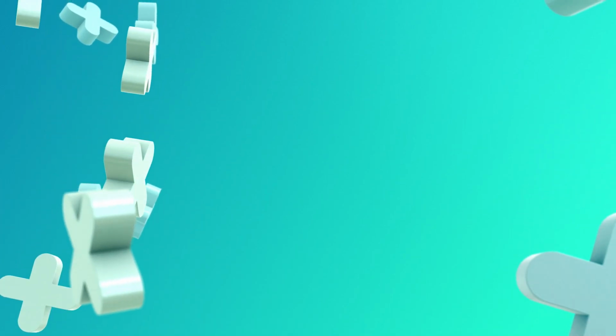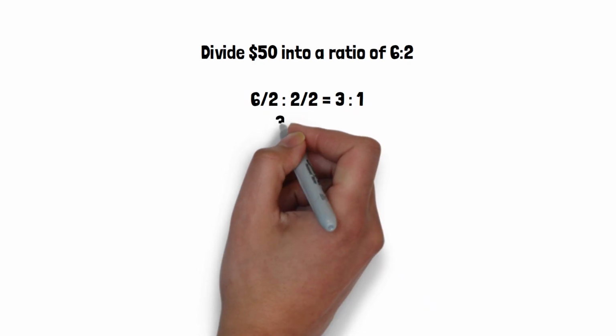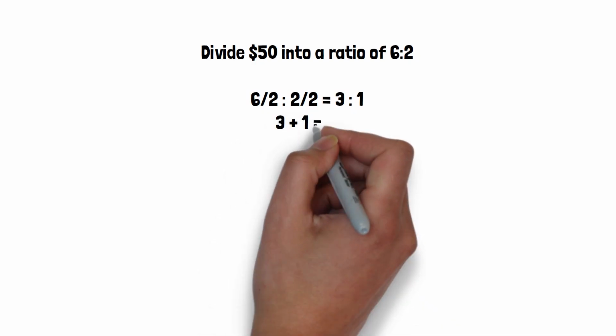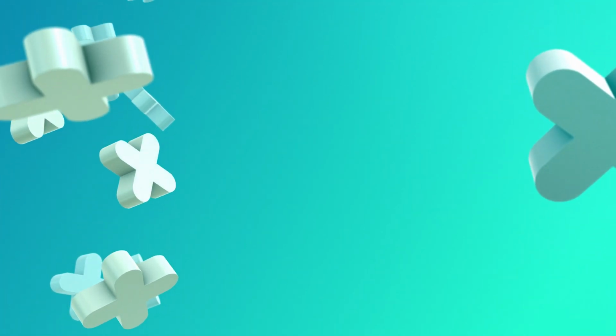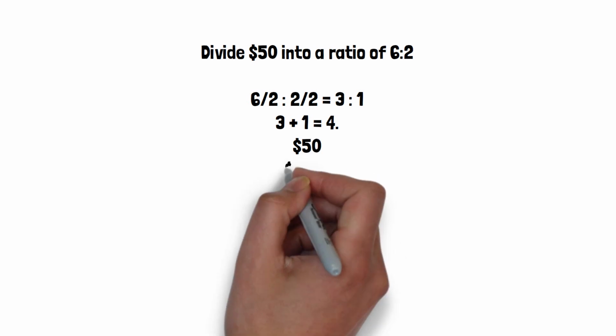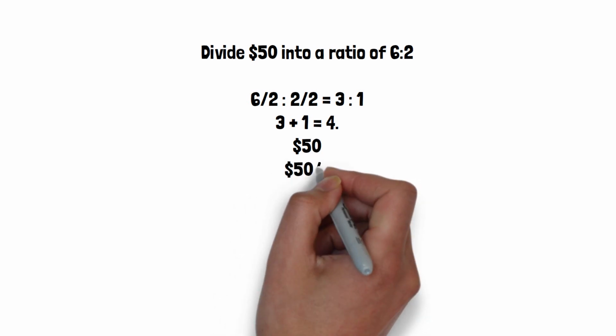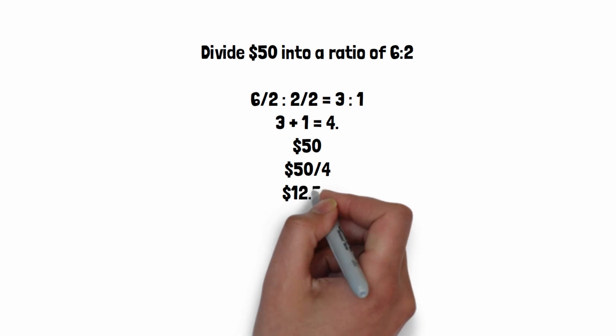Now, to determine the total value, add up the parts of the ratio. In this case, 3 plus 1 equals 4. To calculate the value of each part, we will divide the total value by the number of parts. In this case, the total value is $50. Let's divide $50 by 4, and it gives us $12.50.